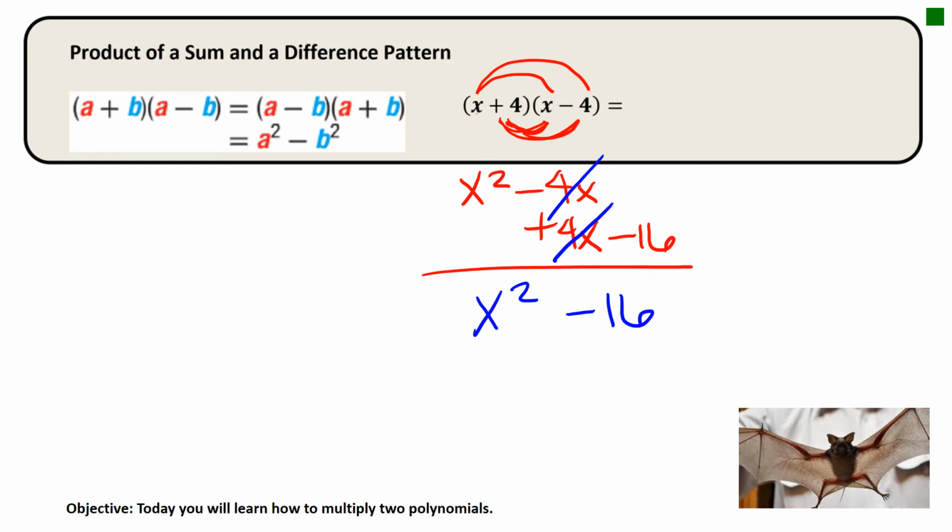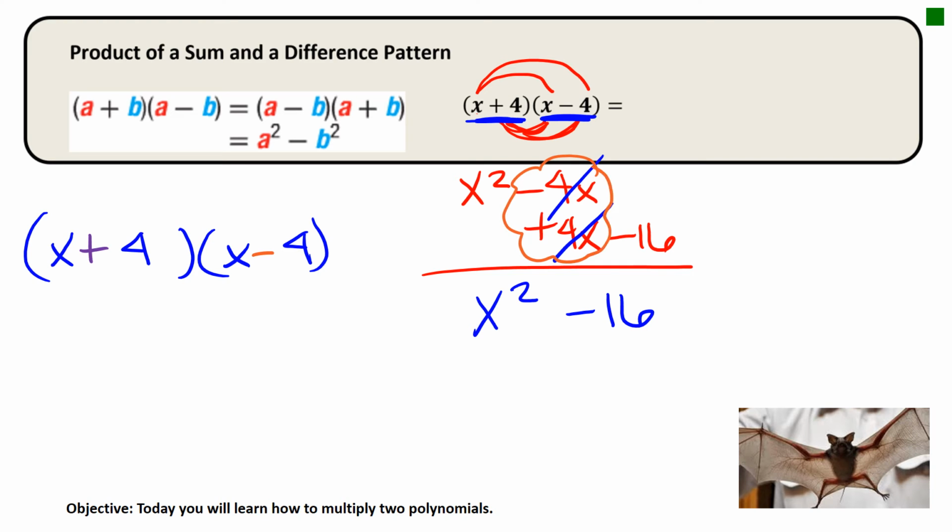This is a very special one. These two guys, look at them, x plus 4, x minus 4. The x is the same in both of them. The 4 is the same in both of them, but one of them is a plus and one of them is a minus. When you have that, those two middle terms will always cancel out. So remember how we said first, outside, inside, last, and we called it FOIL. Well, when you have this special pattern, the OI cancels out, so you only have to do the first and last.